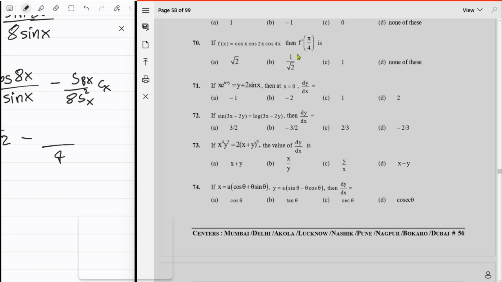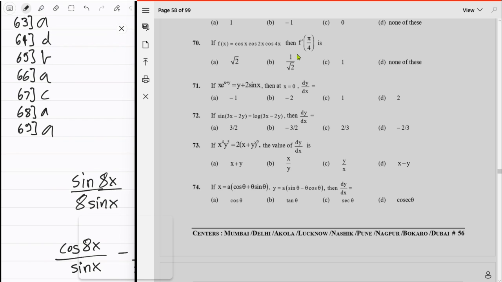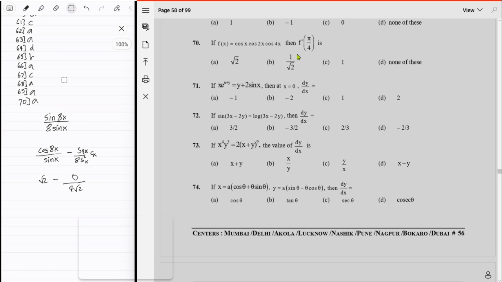Cosine of x, that is 1 upon square root of 2. So put that in there. And then sine of 8x, which is sine of 2 pi, that is 0. There we go. Square root of 2 is the answer. So A is the thing. Next question. This is 70, right? Next, let's go to 71.